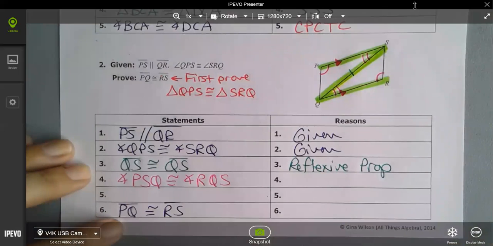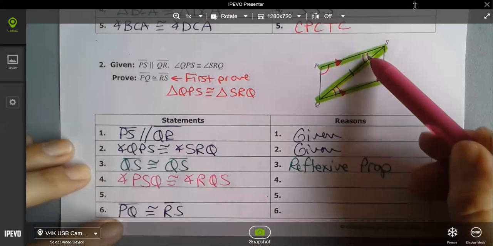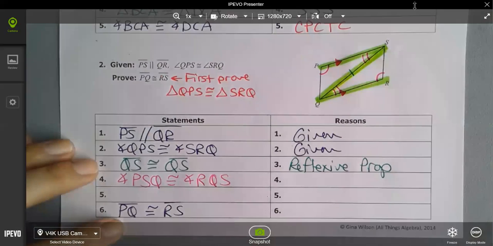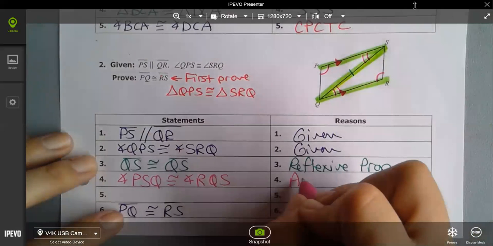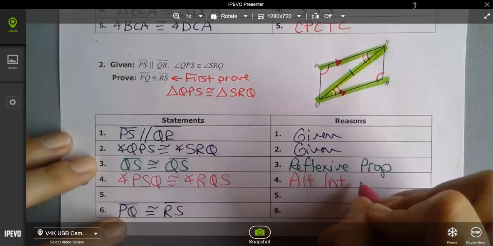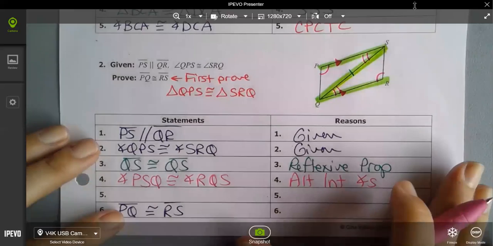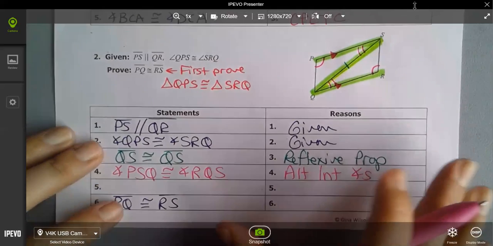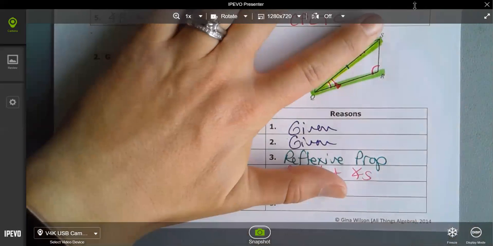And how do I know what kind of angle pairs those are inside of parallel lines? Those are alternate interior angles. Alternate interior angles are congruent. Now, do we have enough information?